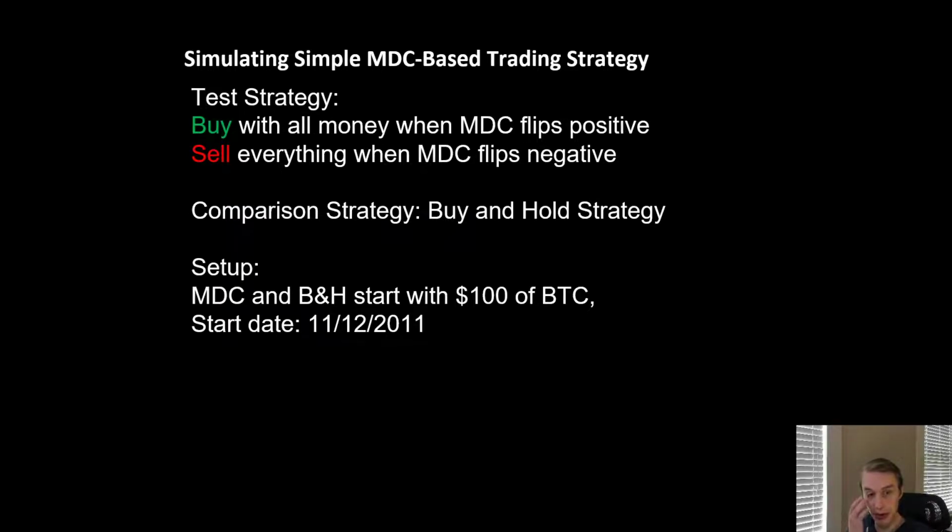For both the players or traders that we're going to be talking about here, the MDC and buy and hold will just start with $100 worth of Bitcoin. I'm starting this backtest in mid-November of 2011. Part of the reason is that the MDC is an indicator that needs a little bit of time to fit itself, usually about one big pump and dump for a given asset. So I'm using the first market cycle of Bitcoin as that fitting data, and then I'm using the rest of it as testing data here.